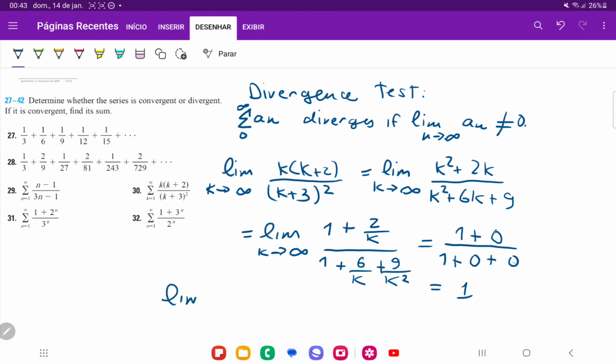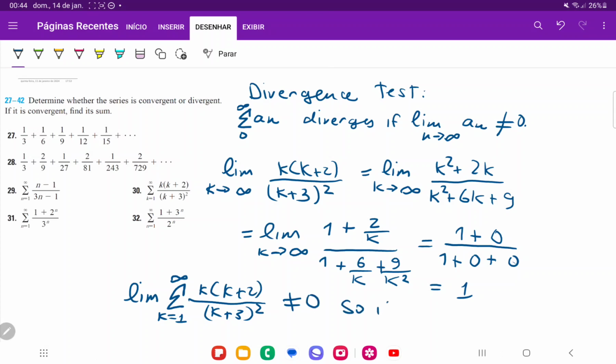So the limit of, actually, let me write this. The limit of the sum from k equals 1 to infinity of k over k plus 2, k plus 3 squared is not equal to 0, so it diverges. Diverges because it fails the divergence test. And that is it for number 30.